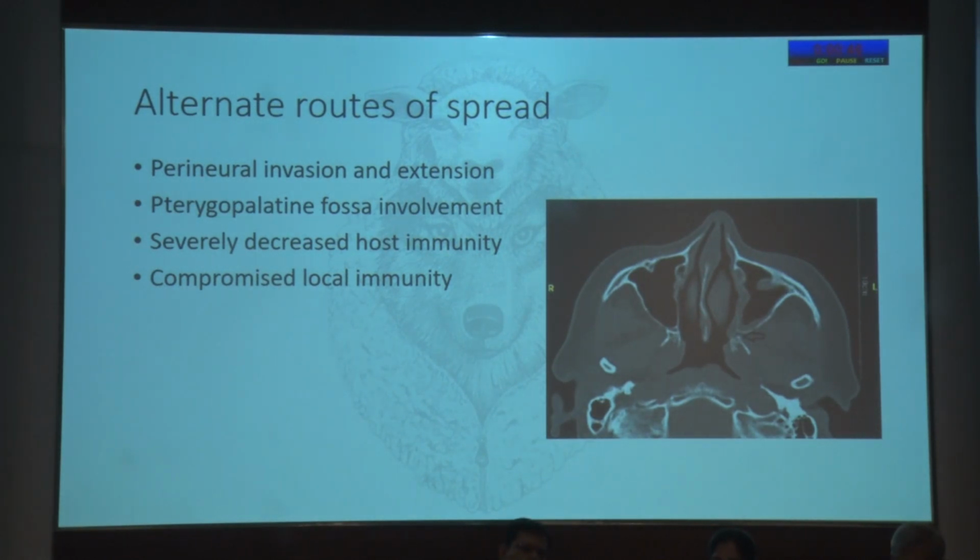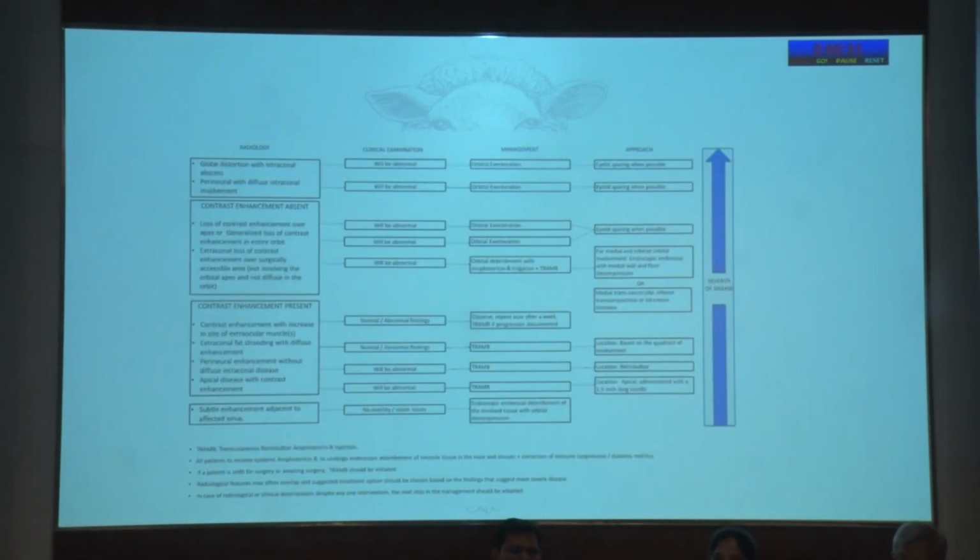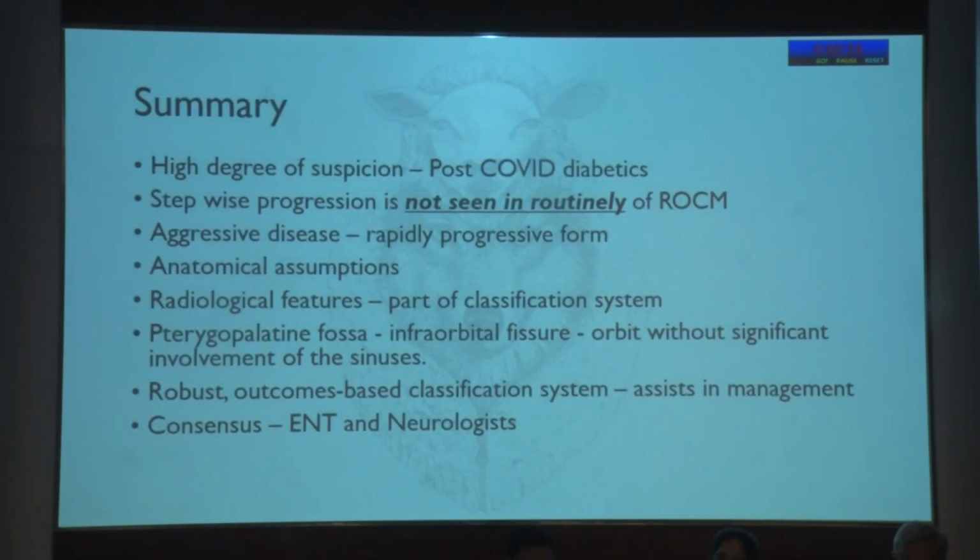In addition, we are talking about severely decreased host immunity along with compromised local mucosal immunity, which allows the organism to invade. 5 out of 6 patients had edema and enhancement around the pterygopalatine fossa, which is a high risk of cavernous involvement. We have proposed a radiological based classification which has been published in Orbit.